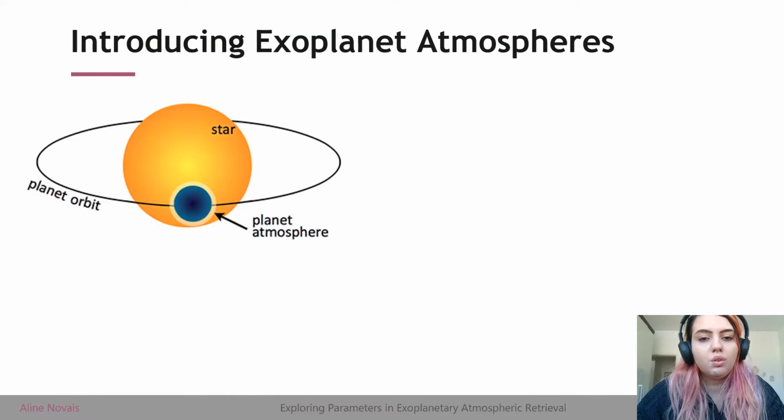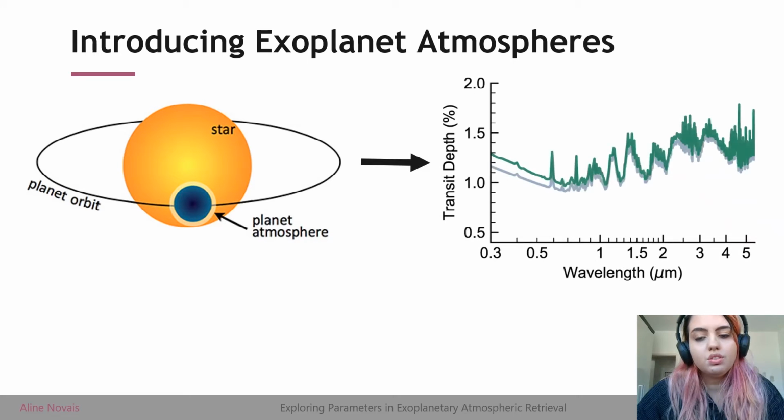So first of all, I want to tell you how we study these exoplanet atmospheres. As you probably know, when you have a planetary transit, so when the planet passes in front of its star, a small fraction of the starlight passes through the atmosphere of the planet and it will interact with the molecules and the compounds there. And so when we observe it, this will generate what we call a transmission spectrum.